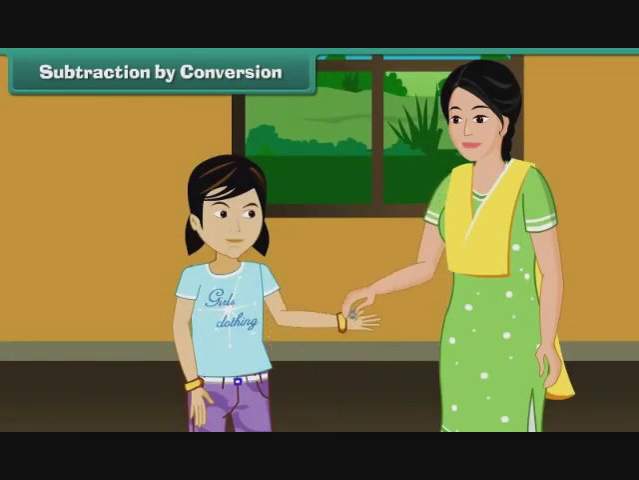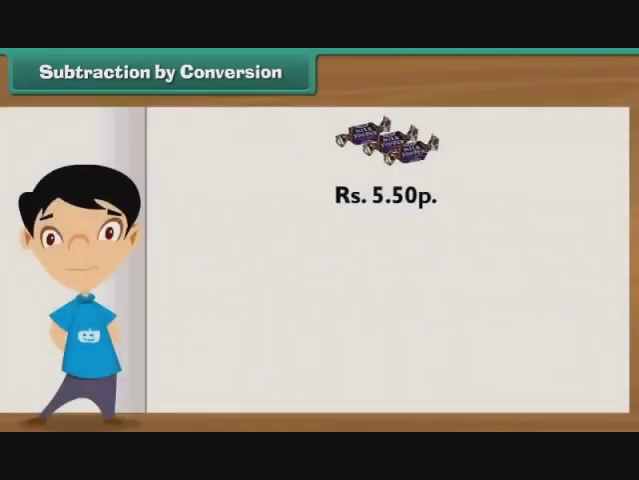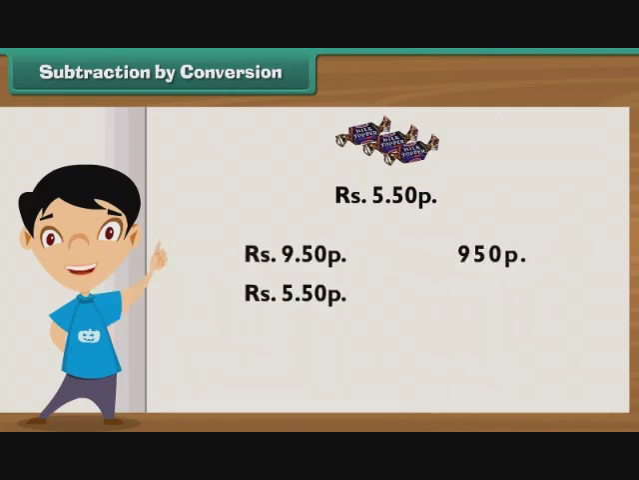Ravina gets 9 rupees 50 paise from her mother as pocket money. She spends 5 rupees and 50 paise on toffees. What is the pocket money left with her? Let's take a look. 9 rupees 50 paise means 950 paise and 5 rupees 50 paise means 550 paise. Write 550 paise under 950 paise. Now subtract them.